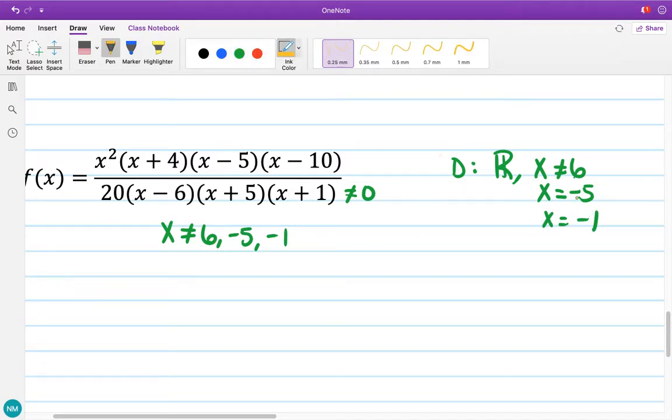Guess what? What are these values going to be? I put cannot equal. These values are going to be my vertical asymptotes. They are going to be x equals 6, x equals negative 5, and x equals negative 1.